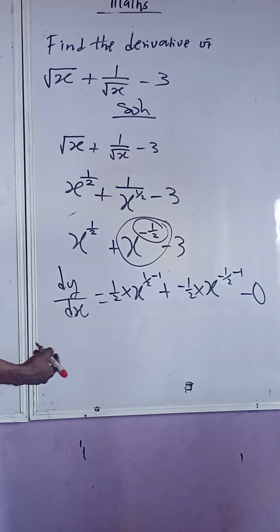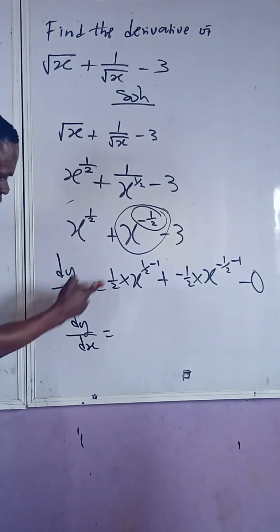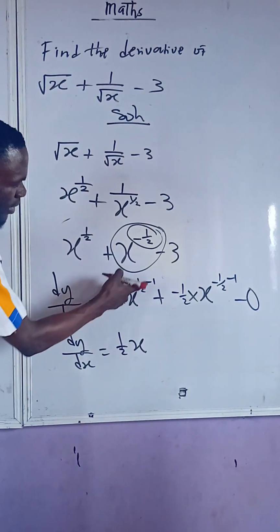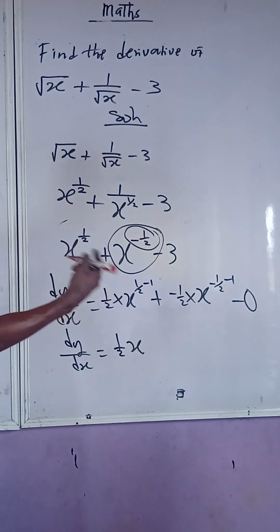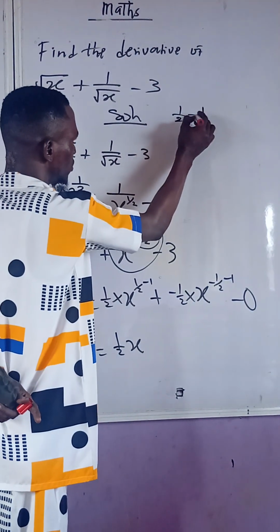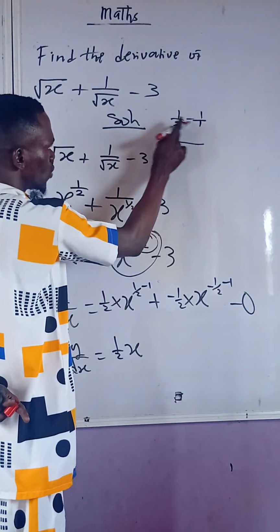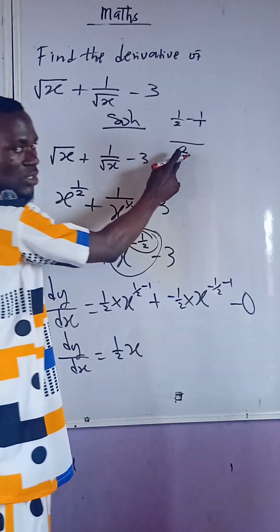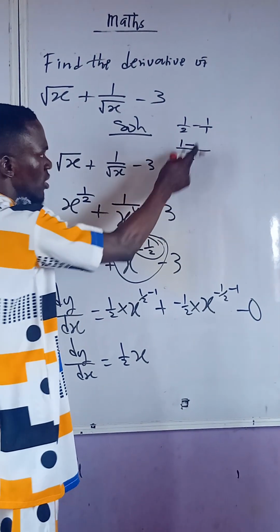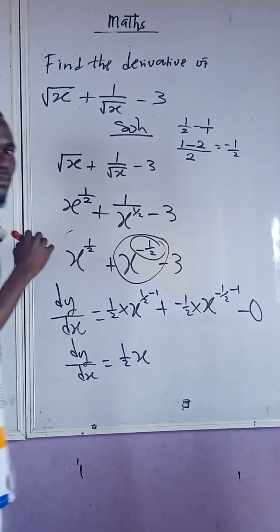Now the next step is we have dy/dx equals 1 over 2 times x, which gives us 1 over 2x. When you add 1 over 2 minus 1, that will give us minus 1 over 2. Do you know how to do that? Let me show you. 1 over 2 minus 1: just put 1 under the 1 to balance the fraction. 2 into 2 is 1, then 1 minus 1 into 2 is 2, and this gives us minus 1 over 2.